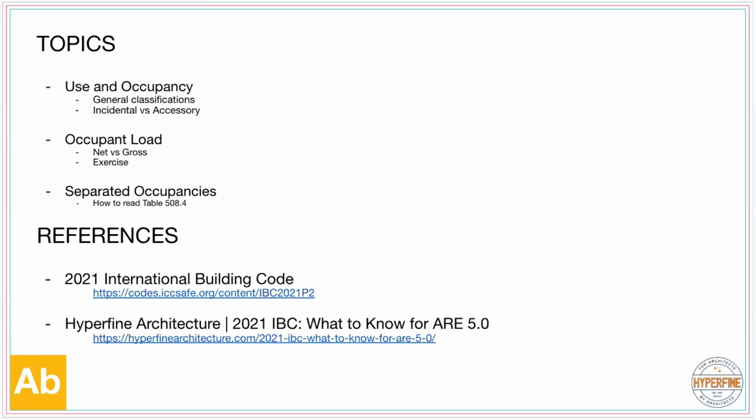But the thing with the IBC is it's huge, and I'm probably going to repeat myself a ton of times tonight. But you do not have to memorize this stuff. You have to understand the intent of the code. You should understand what these concepts are: use and occupancy, occupant load, separated occupancies, and various other topics. You should know where to find it, because in most exams, you're going to be given an excerpt of the code, but you don't have to memorize fire separations and values and exactly what use group goes in what occupancy group.